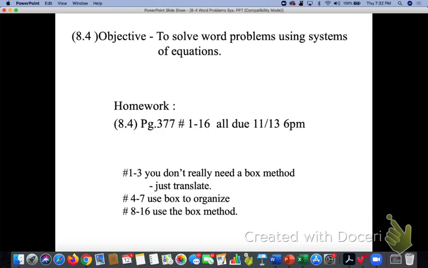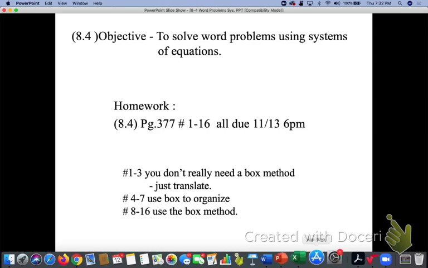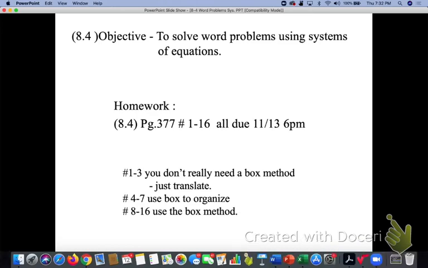Number 1 through 3 in your homework, you're really not going to need to use the box method. I'm going to be teaching you something with boxes, and you're not going to need to use it. You can just translate your equations. 4 through 7, on the age problems, we use the boxes to organize our information, not solve it. And then 8 through 16, I actually use them to solve these problems.